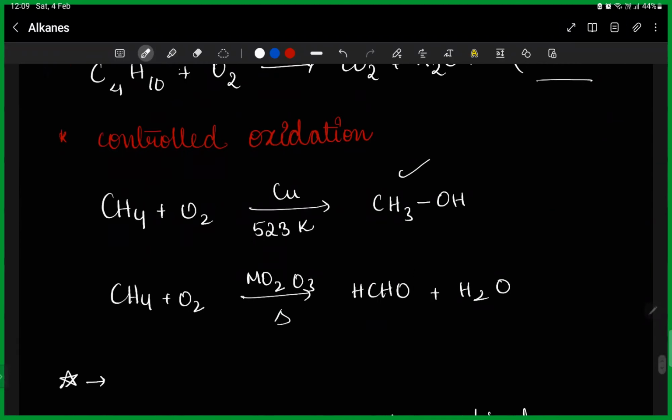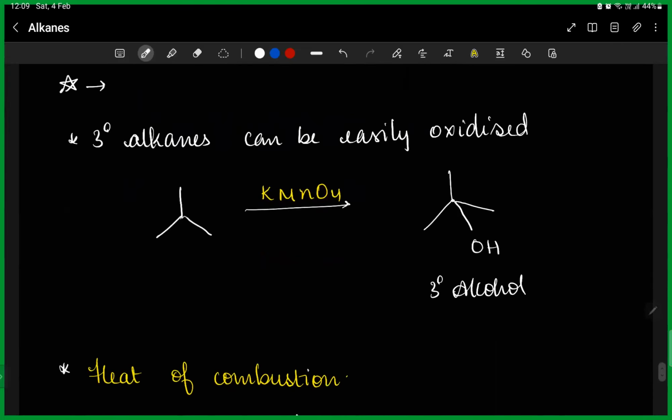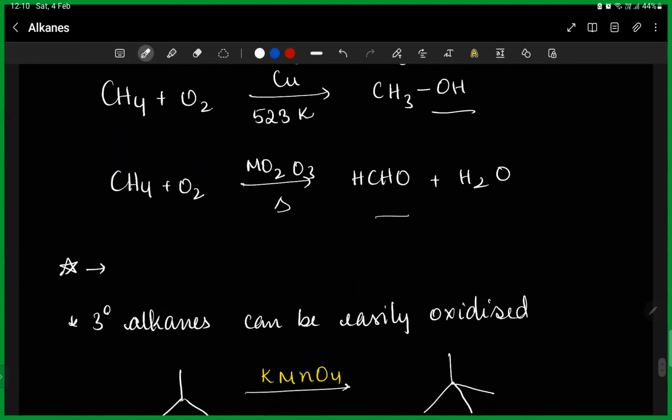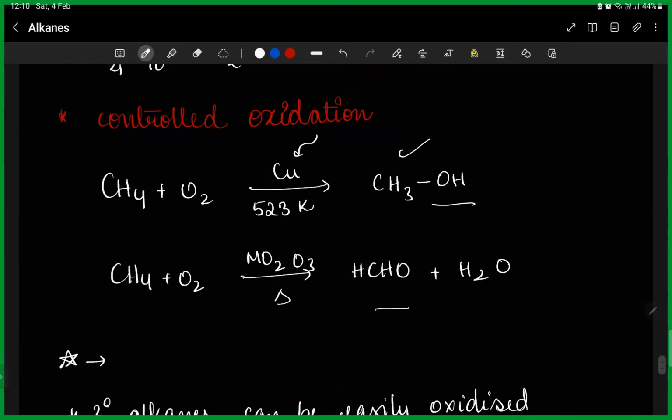Now we have another reaction called controlled oxidation. In controlled oxidation, what would happen? We are going to use some reagent and complete combustion is not going to take place. So a little bit of various products are formed. Here we can see an alcohol is formed, here formaldehyde is formed, and then here alcohol is also formed. When you are using a copper catalyst, alcohol is formed. When you are using this catalyst, formaldehyde is formed. These reactions we will discuss in other chapters also.